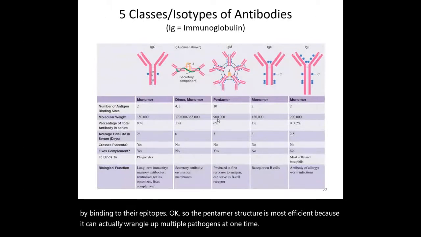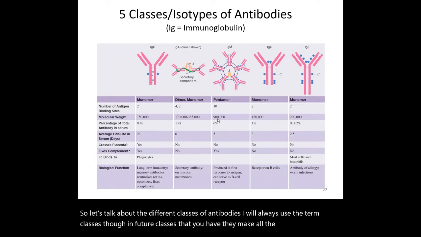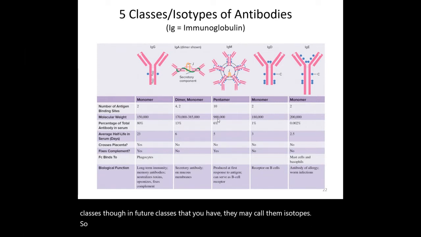So let's talk about the different classes of antibodies. I will always use the term classes, though in future classes that you have, they may call them isotypes. So there are 5 classes of antibodies. Class or type G, A, M, E, and D. Gamed is how I remember it.